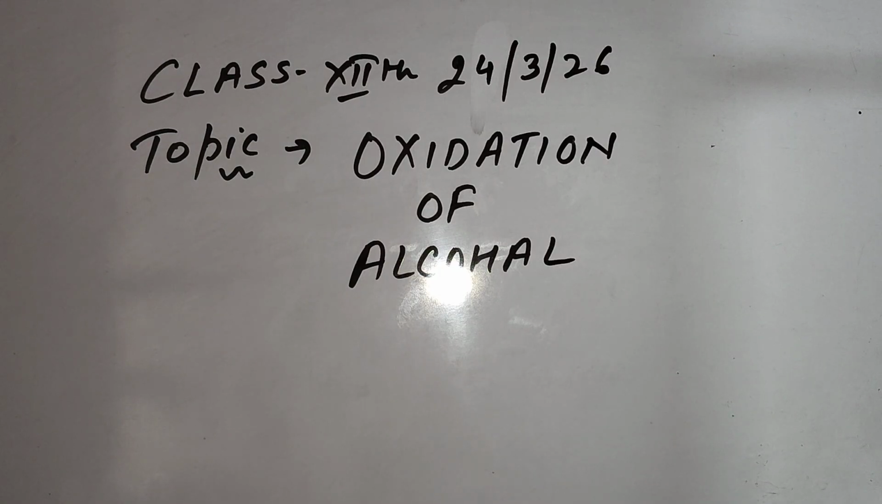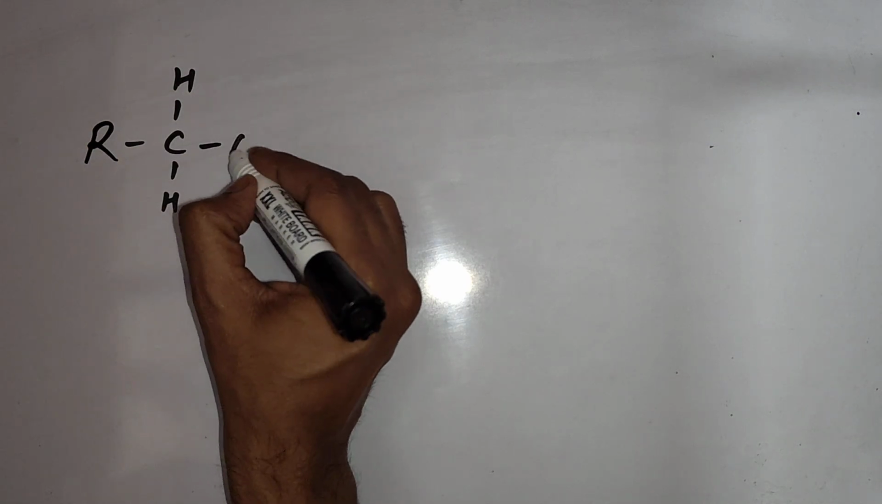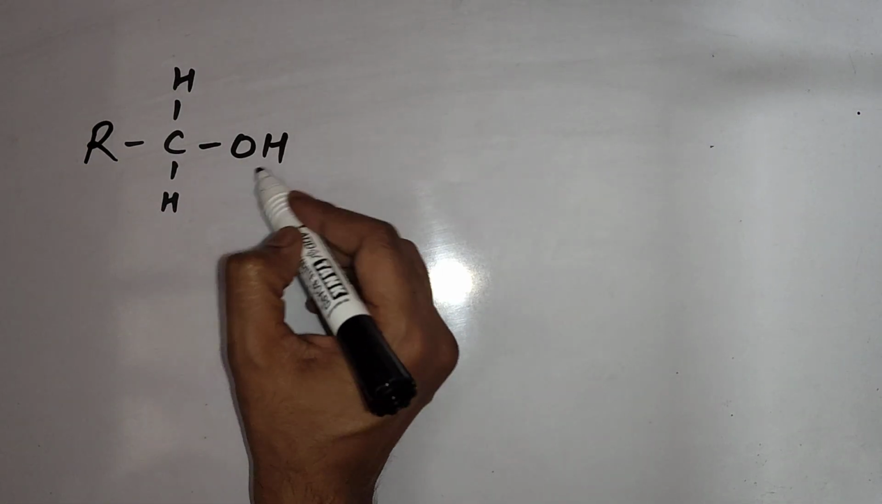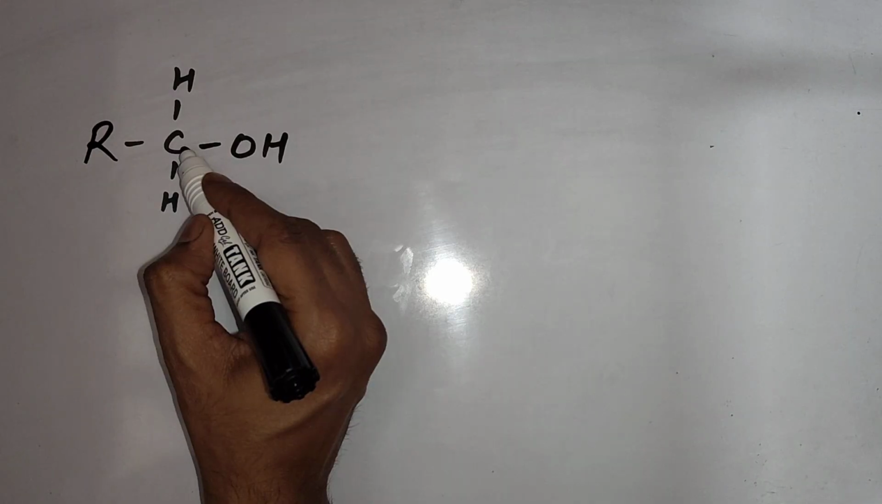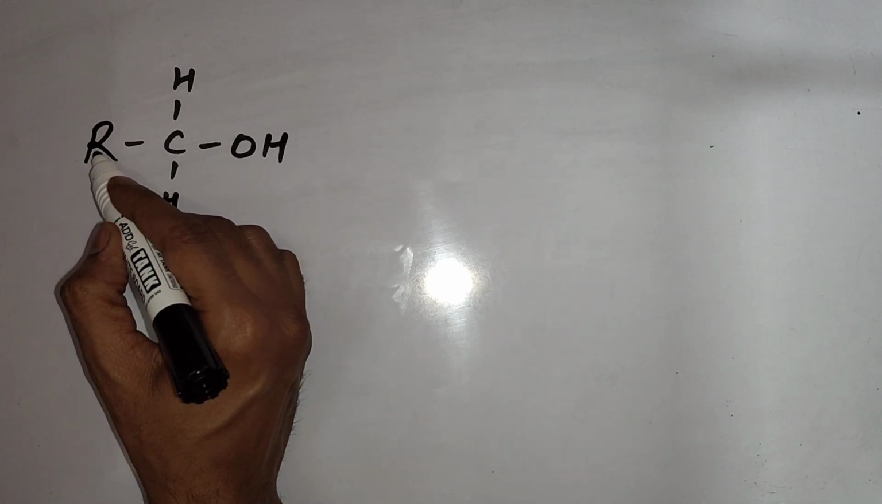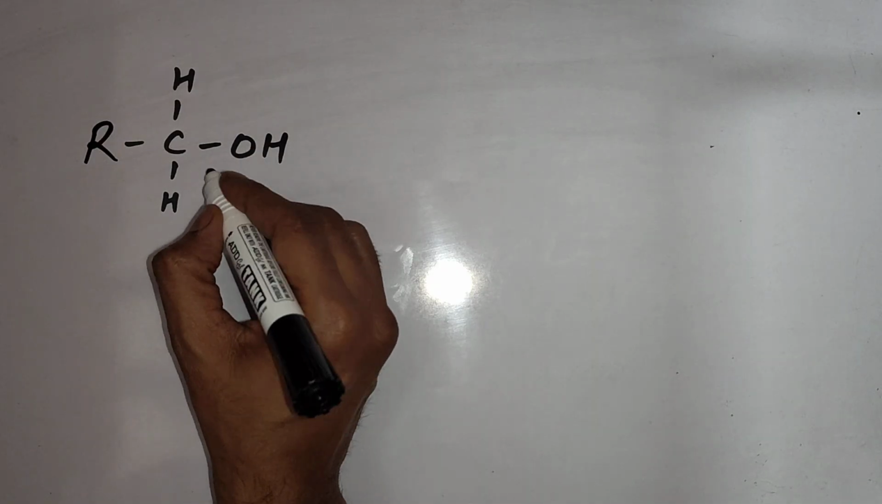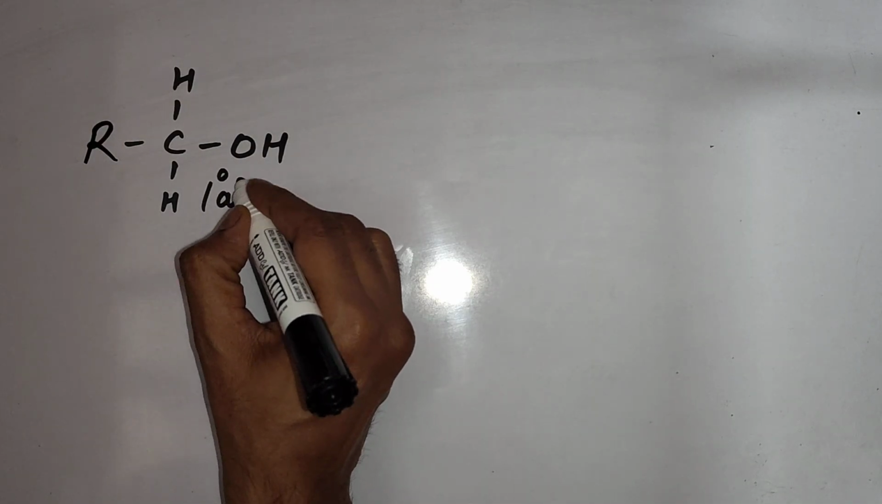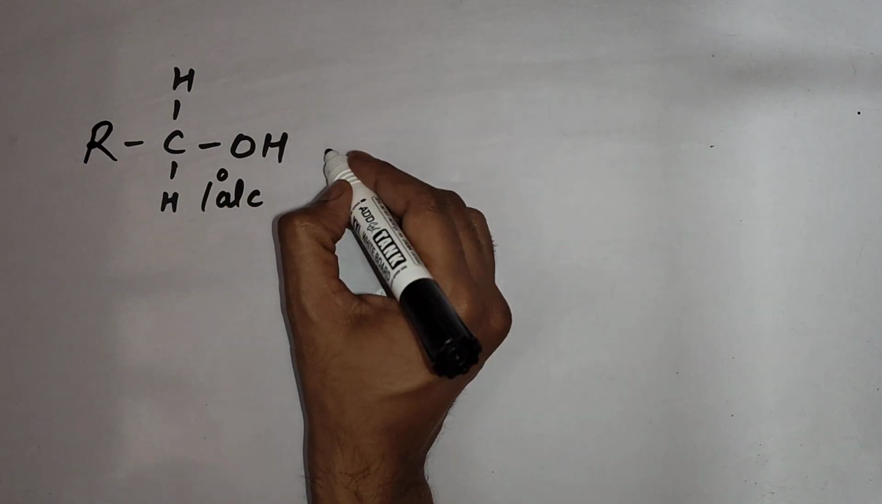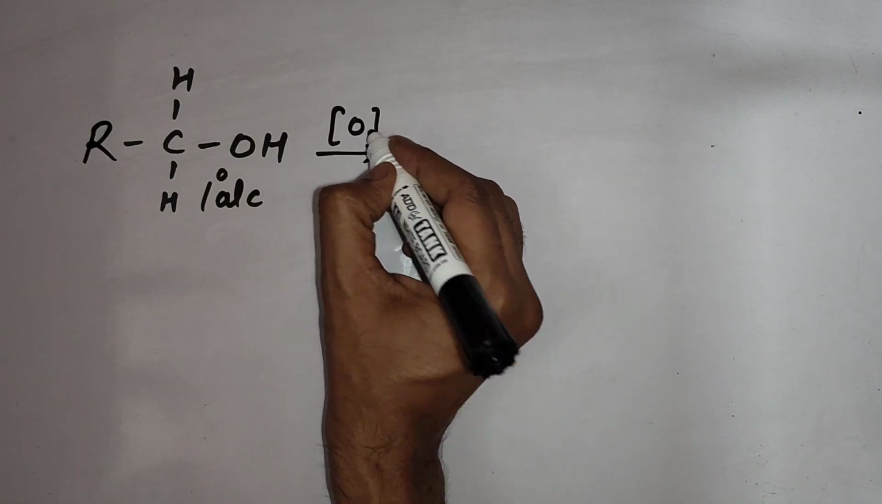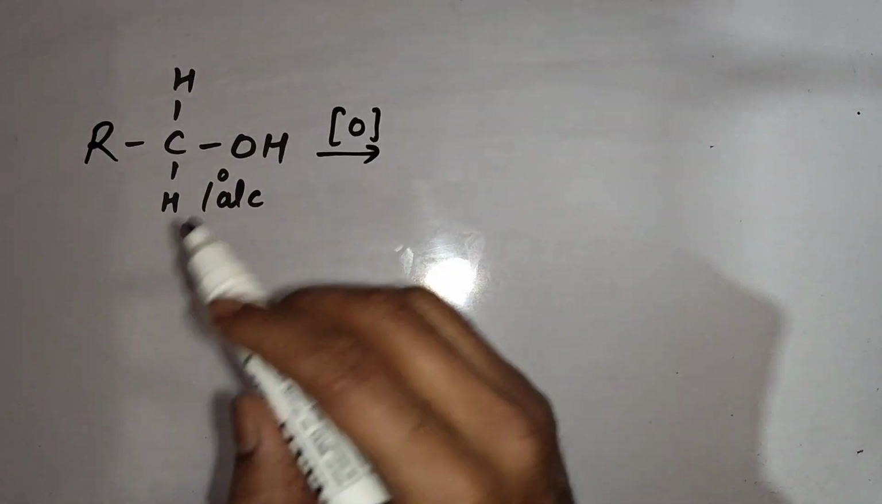We will start first with 1 degree alcohol. The general formula of 1 degree alcohol is this one. OH is connected to the carbon, which is further directly connected to a single alkyl group. And this carbon hybridization will be sp3. Such types of alcohols are known as 1 degree alcohol or primary alcohol. On its oxidation, what will it produce? Let me tell you a trick.